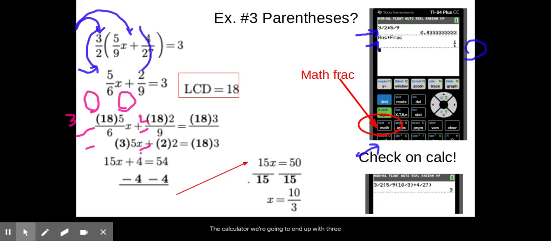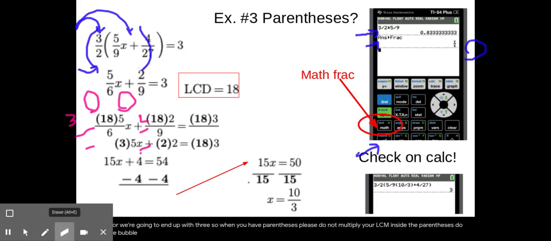So when you have parentheses, please do not multiply your LCM inside the parentheses. Do not break the bubble. What you need to do is distribute using the MathFrac feature on your calculator, and then go from there and find the LCD.